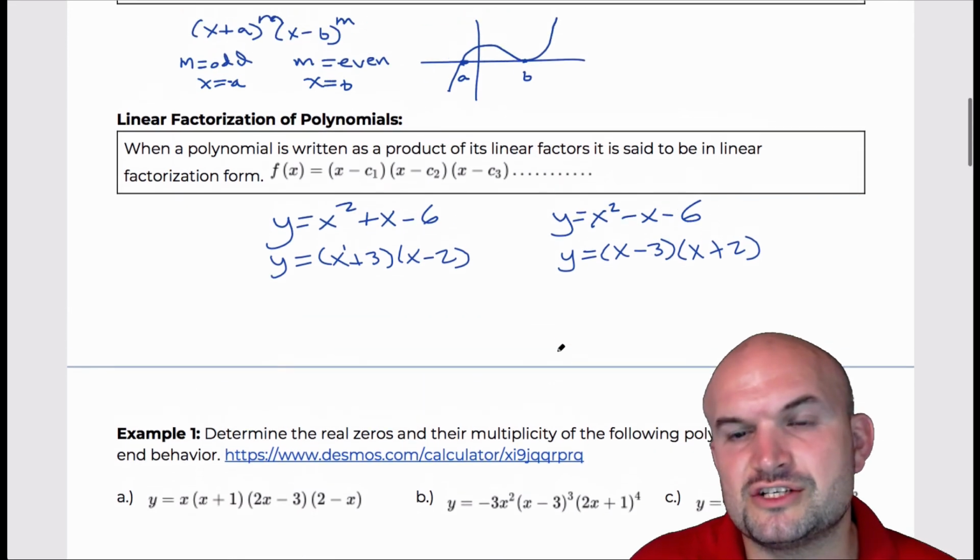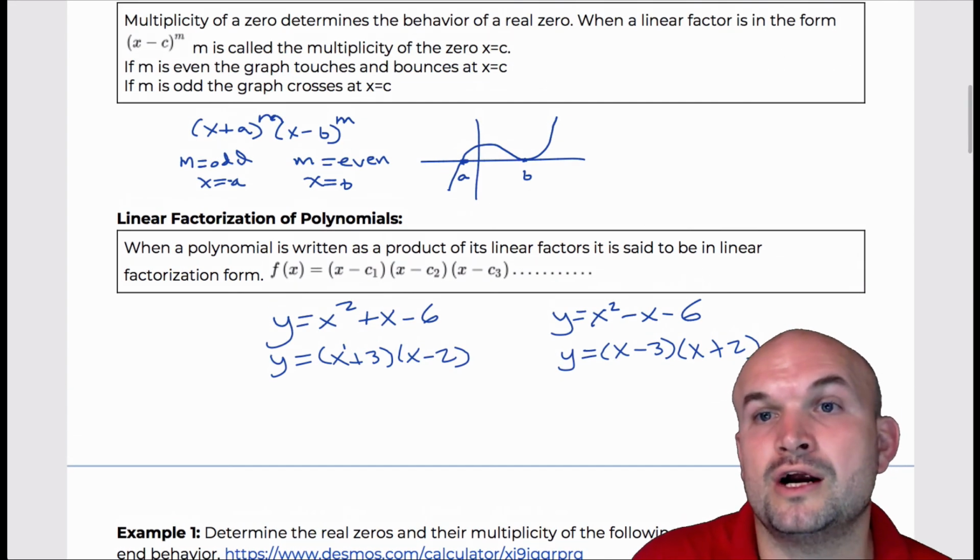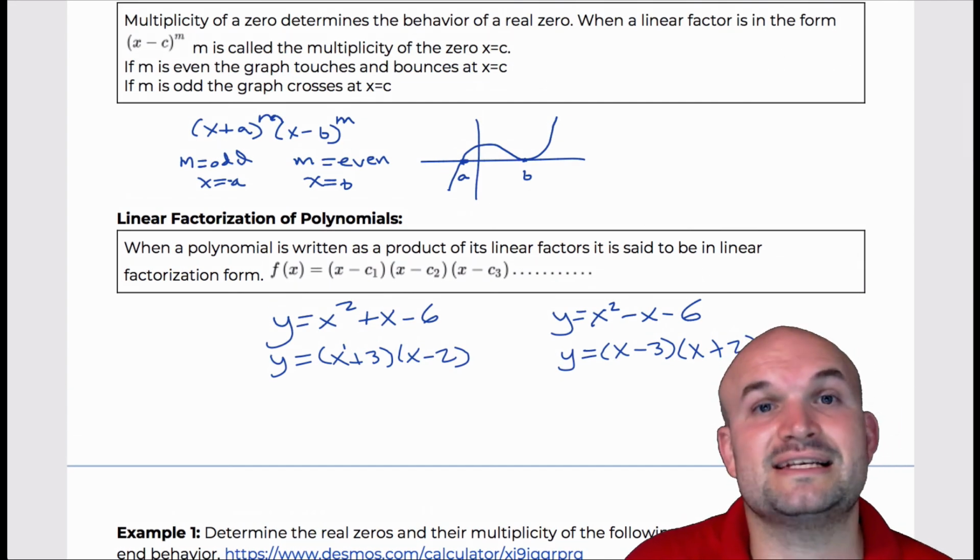So now what we're going to do is work on some problems that are in linear factor form and identify the multiplicity.